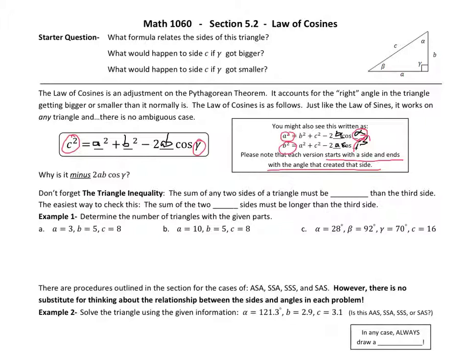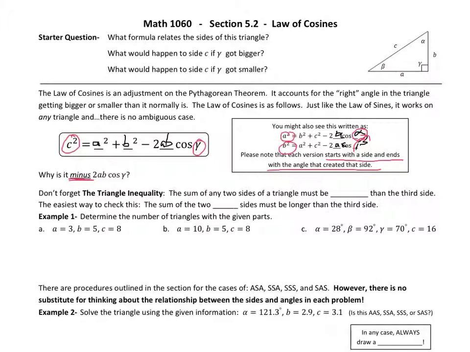So why is it minus 2ab cosine gamma? You know that's minus. If you think about the distance formula, because that's what we're trying to find, our distances, the distance is like x2 minus x1 squared and so on. And so that's where that minus comes in. Because again, it's just a variation on the Pythagorean theorem, but also on the distance formula as well.